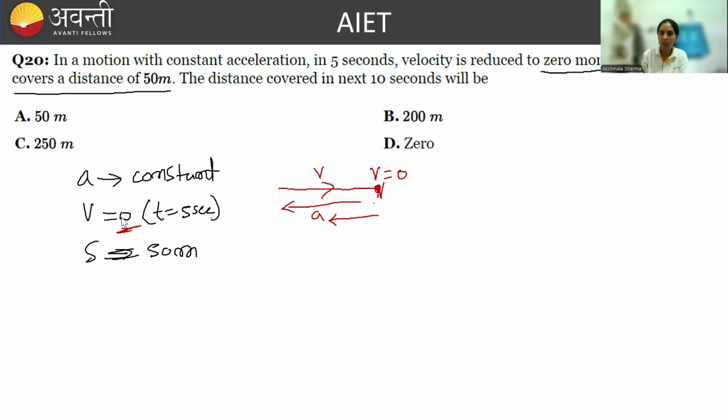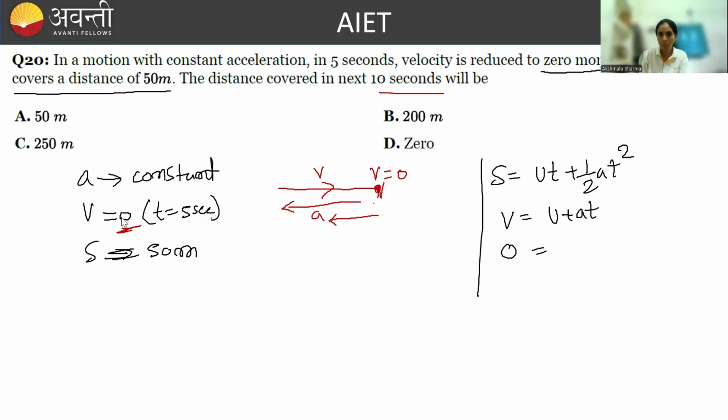Okay, so we need to calculate a in order to calculate how much distance it will cover in the next 10 seconds. That is, after its velocity has become 0, thereafter if we talk about 10 seconds, then how much displacement? So let's solve it now. S is equal to ut plus half at square, we can use. And also we can use here v equal to u plus at. So v is equal to, u is not given, right? So u plus at. So v is becoming 0.